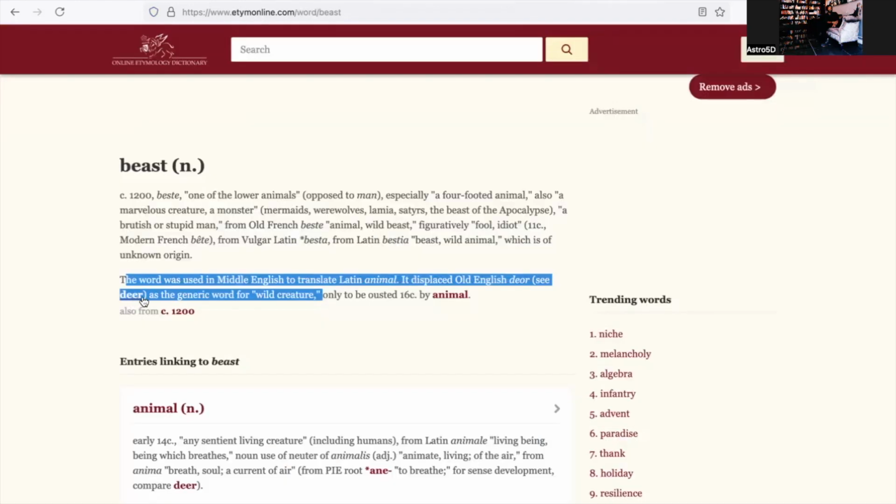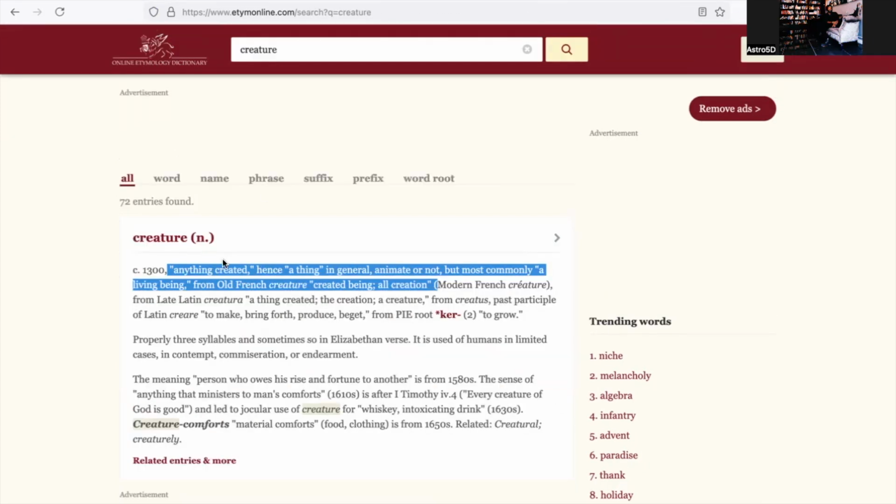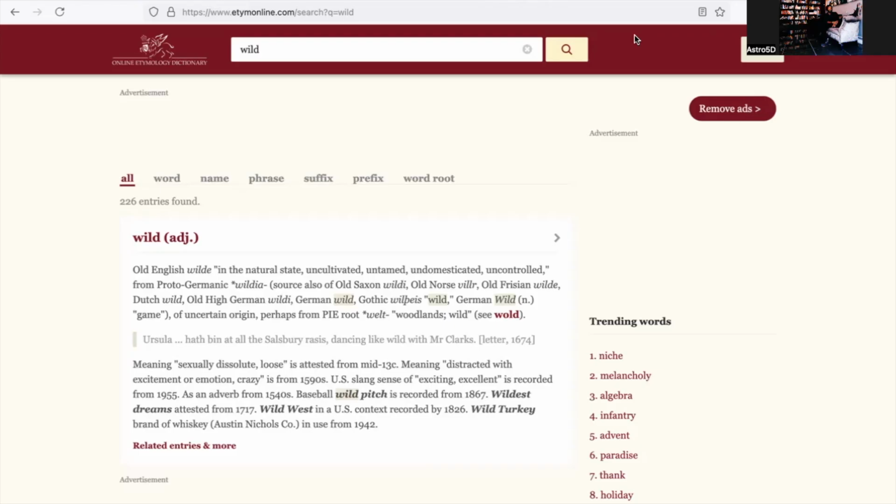Beast. The word was used in Middle English to translate Latin animal. It displaced Old English as the generic for wild creature. Creature is anything created, hence a thing in general, animate or not, but most commonly a living being, created being, all creation. So a beast is like a wild being, anything created. Wild, uncultivated, untamed, undomesticated, uncontrolled.